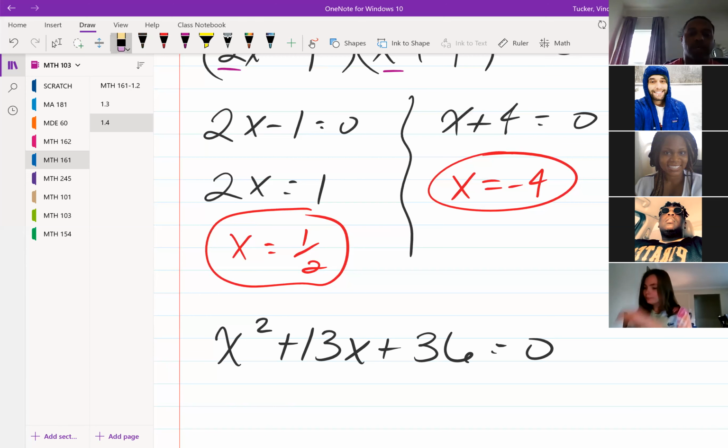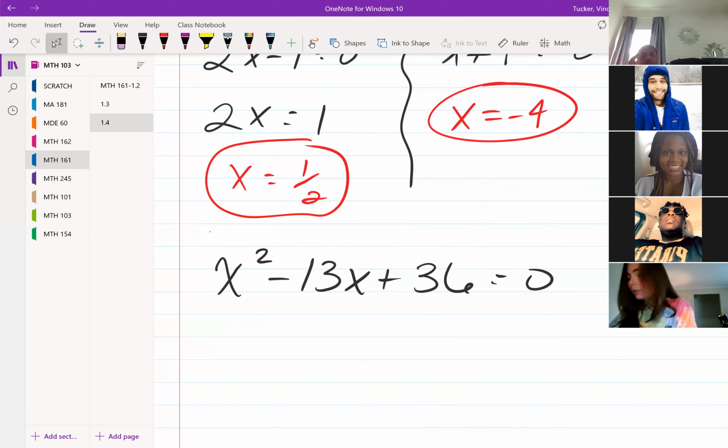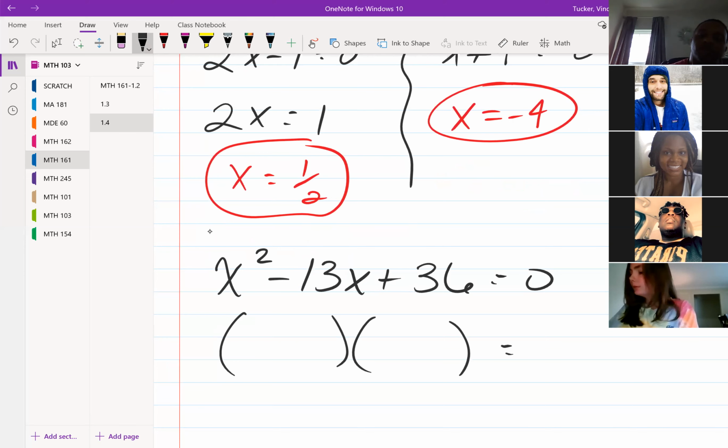x squared minus 13x plus 36 equal to 0. So we already have one side equal to 0. So we're looking to factor now. My back sign is positive this time, so that means the signs of my parentheses are going to be the same. And this minus sign right here lets me know that both of them will be minus.